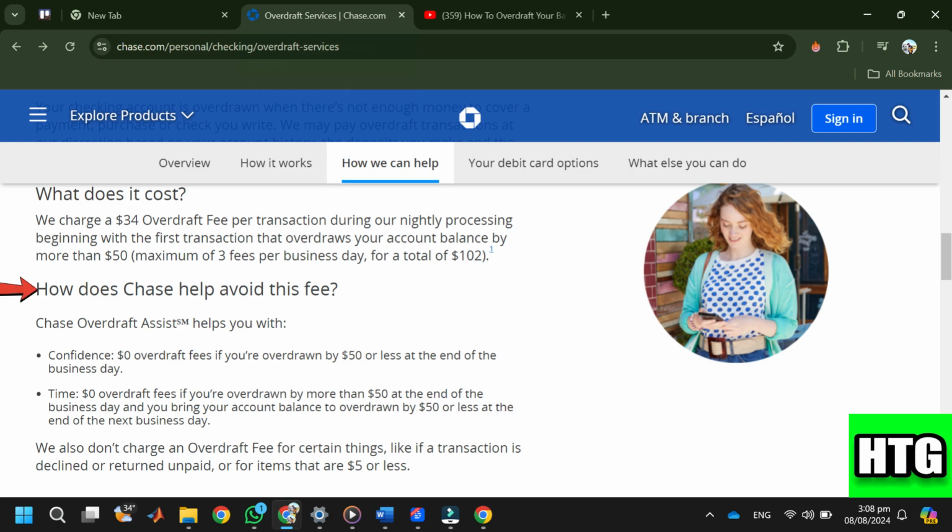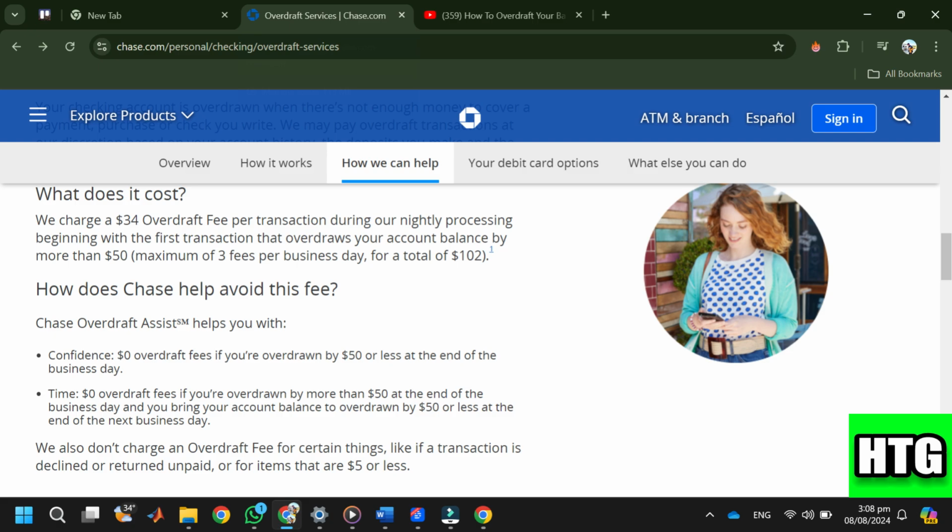You can also avoid this fee. $0 overdraft fees if you're overdrawn by $50 or less at the end of the business day. $0 overdraft fees if you're overdrawn by more than $50 at the end of the business day and you bring your account balance to overdrawn by $50 or less at the end of the next business day.